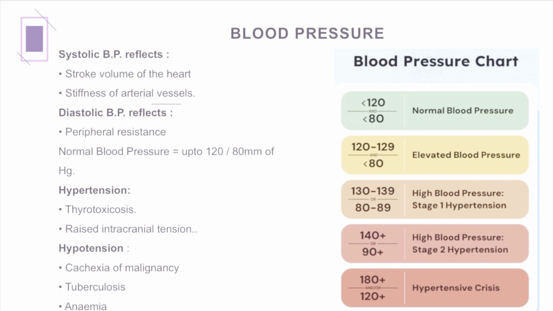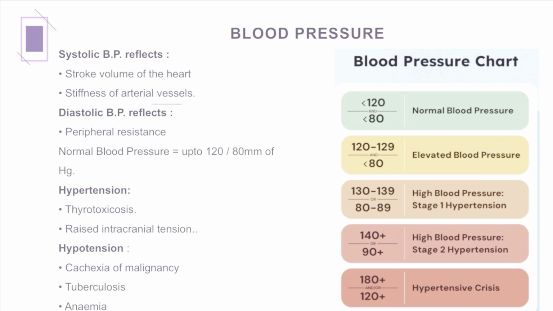Now, the blood pressure. Blood pressure is the force exerted by circulating blood on the walls of the arteries. It is one of the 4 vital signs and is measured using a sphygmomanometer. The systolic blood pressure reflects the stroke volume of the heart and stiffness of arterial vessels, and the diastolic blood pressure reflects the peripheral resistance. Normal blood pressure is up to 120 by 80 millimeters of Hg. Hypertension is persistently elevated systolic or diastolic blood pressure.